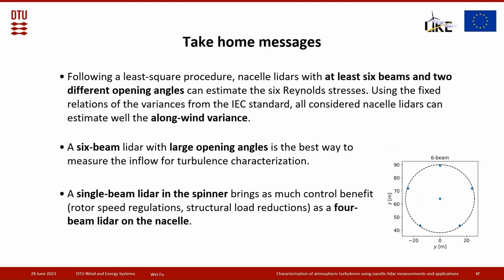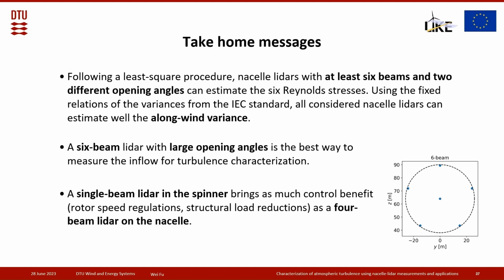Okay, now I would like to give you some take-home messages after this long presentation. First of all, we see from the first study that, following a least squares procedure, nacelle LiDARs with at least 6 beams and 2 different opening angles can estimate the 6 Reynolds stresses accurately. But if we only care about the u velocity variance and the 6 equations cannot be fully solved because we have a limited number of beams, then we could use an assumption, 6 relations of the variances from the IEC standard, to reduce the number of unknowns and just estimate the along-wind variance.